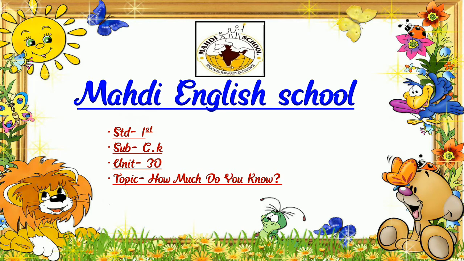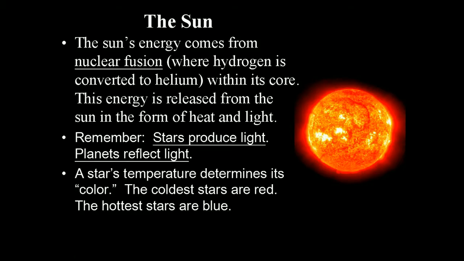Students, today we are going to learn GK unit number 30, and our topic is "How much do you know?" So now let's learn about our topic. Number one, the sun. Here we can see a photograph of the sun.